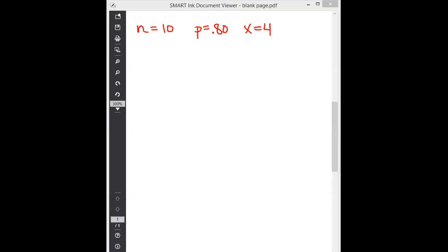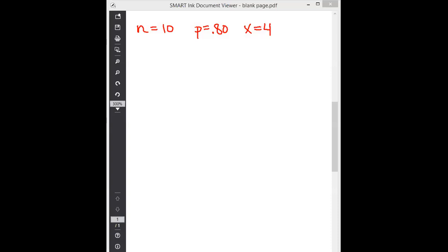Okay, so what we're looking at here is stuff out of section 5.2 involving binomial PDFs, probability density functions, and binomial CDFs, cumulative distribution functions. For the purpose of this example, we're going to let n, the sample size, equal 10, p, the probability of success, equal 0.80, and we'll let x, the number of successes, equal 4.